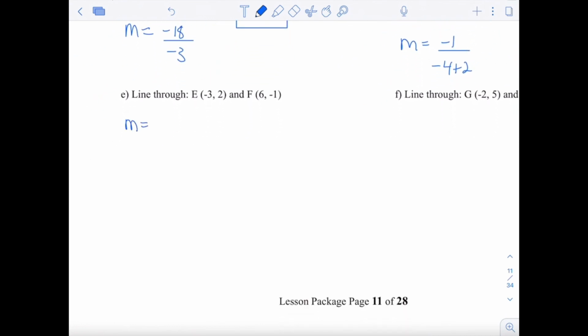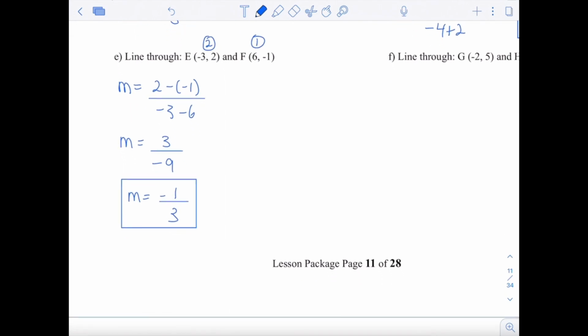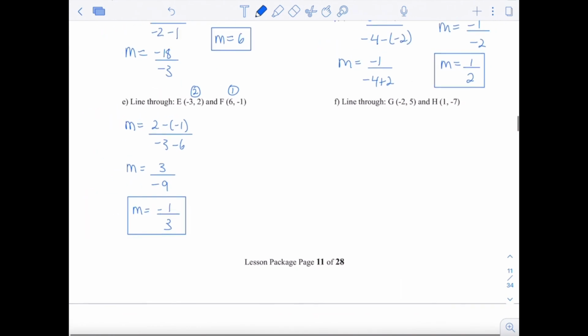All right, let's call this 2 and this one 1. So I get 2 subtract negative 1 over negative 3 subtract 6. That becomes 3 over negative 9. I'm going to move the negative into the numerator. Run should always be positive, so my denominator should always be positive. And in this case, I have a line that's going downwards from left to right, and it's not very steep because its slope is negative 1 over 3.